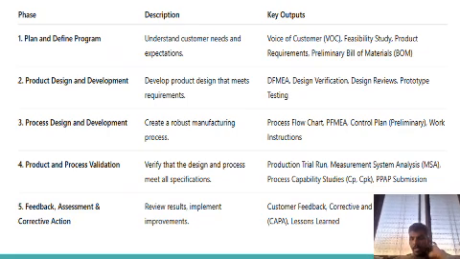Product trial run, measurement, system analysis, process capability studies, feedback, assessment, and corrective actions. After all these, in the last stage of the system, we have to take the feedback from the customer, assessment, and corrective actions to improve quality, product reliability, product life cycle, and other factors that affect customer satisfaction.